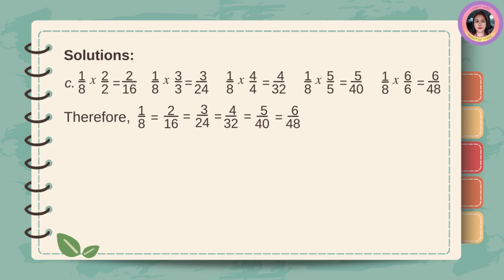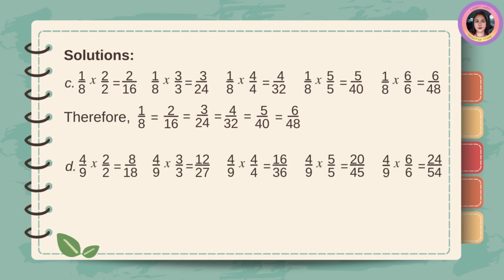Therefore, 1/8 is equal to 2/16. 2/16 is equal to 3/24. 3/24 is equal to 4/32. 4/32 is equal to 5/40. 5/40 is equal to 6/48.